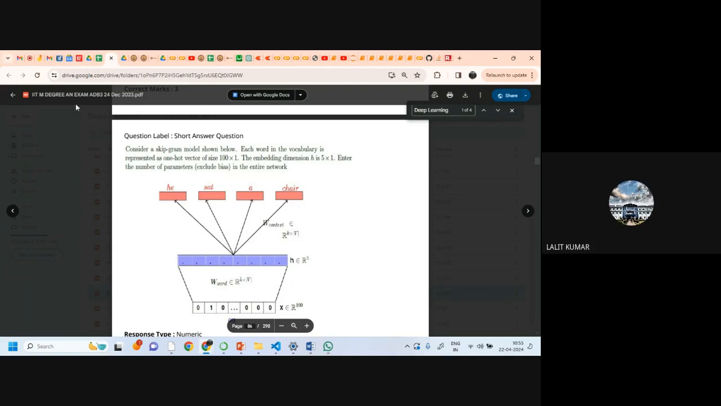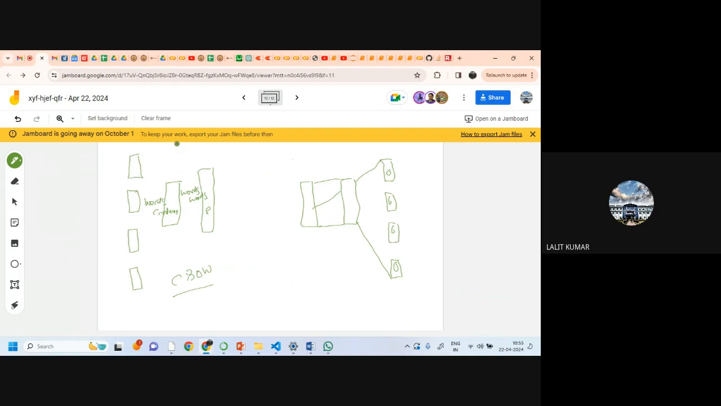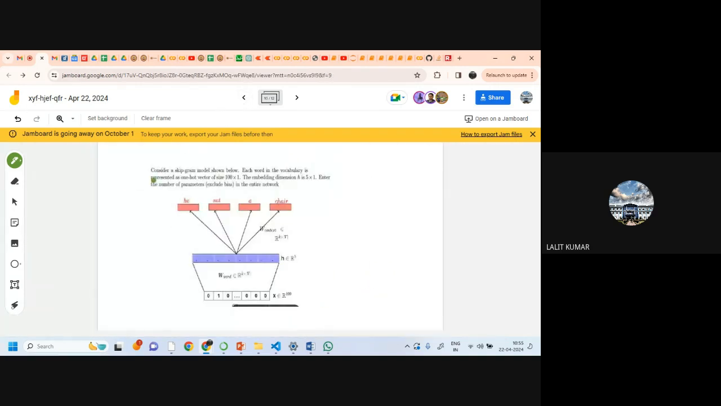Because, okay, I'll go to the Jamboard again. This is clear, 5 into 100 for every word. This full vector which is there is 5 into 100. See, input was one word and output is probably 4 words, and the dimension of each word is 100 into 1.